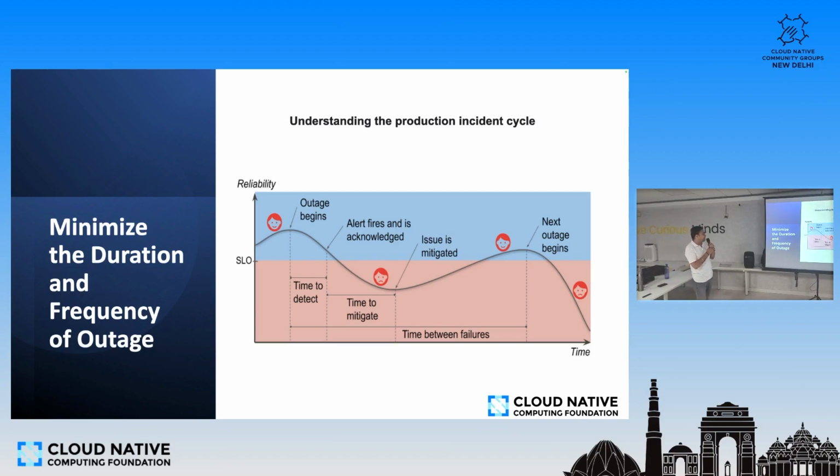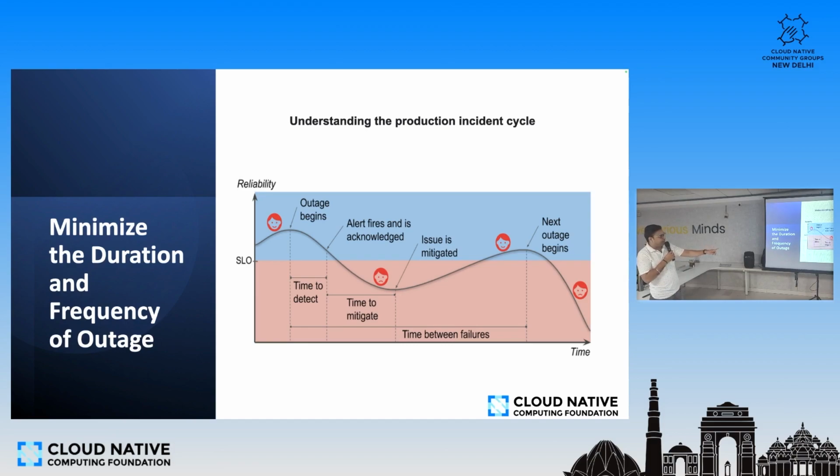And how to minimize the duration and the frequency of outage. So this is the life cycle, understanding the production incident life cycle. Here you can see that the user has a reliable system and is happy, and the moment that the outage begins, at the moment that the support teams pick those tickets, it's called the time to detect, right? And then once the remediation or solution started and the issue is mitigated, the time frame is called the time to mitigate.